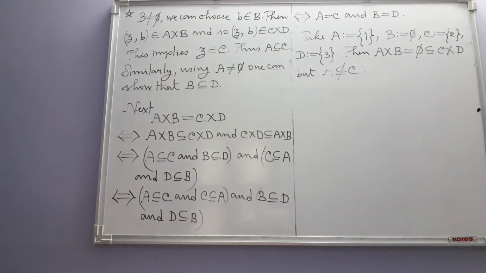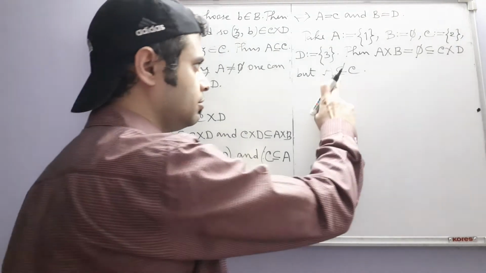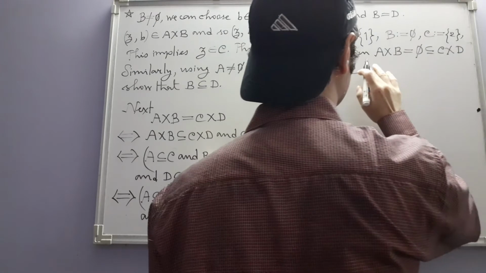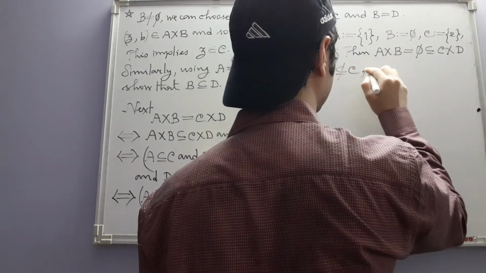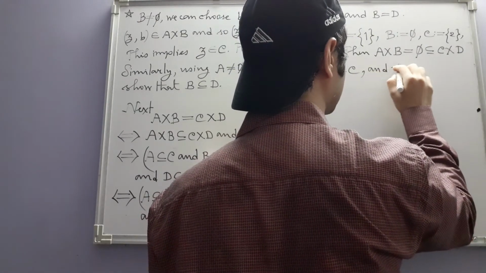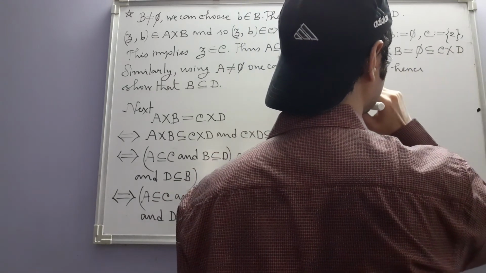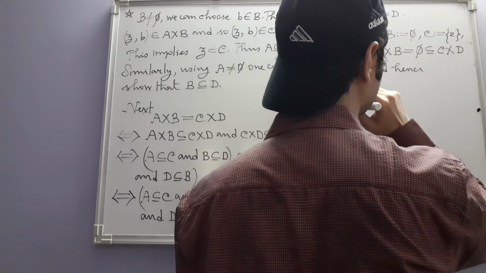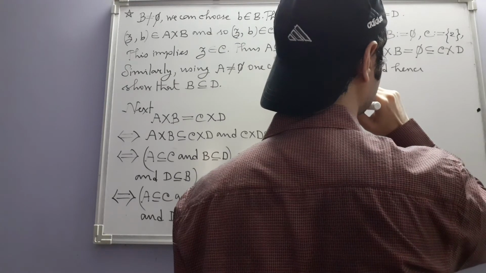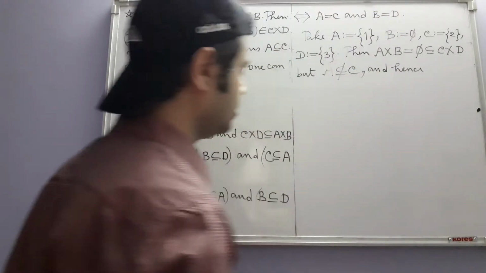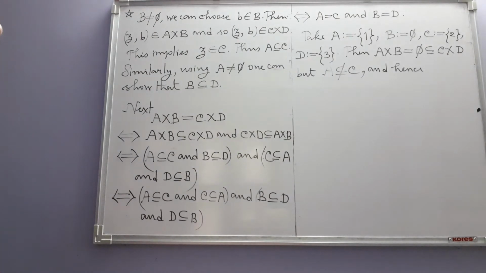Because A has 1 which is not there in C, and you can clearly see that. Okay, let me just write it also, and hence, can we write equality here? We cannot write equality here.